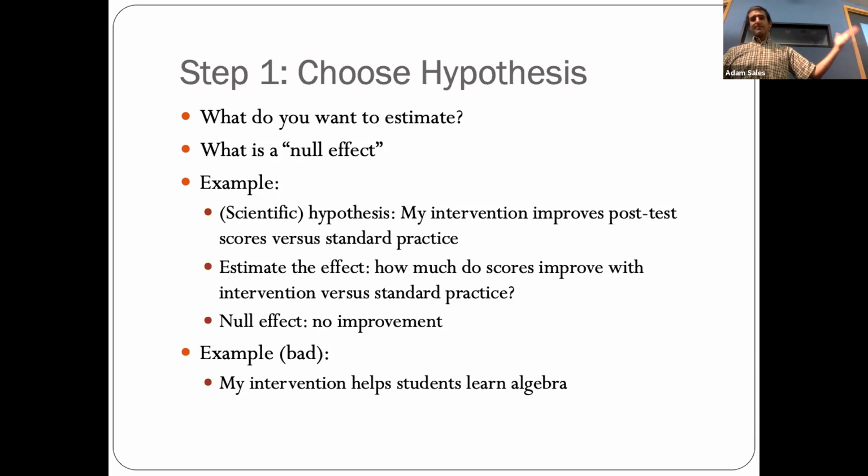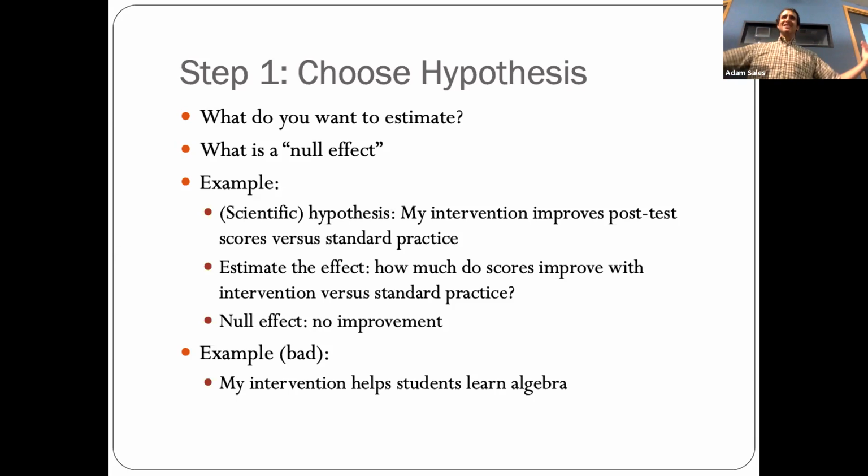It can be anything. And of course, you want to make sure that it's well defined and that this is actually something that you can learn from a data set, right? So a good example would be my scientific hypothesis. This isn't a null hypothesis, but my scientific hypothesis is that my intervention will improve post-test scores when compared to standard practice, right? And so then you can kind of estimate an effect.